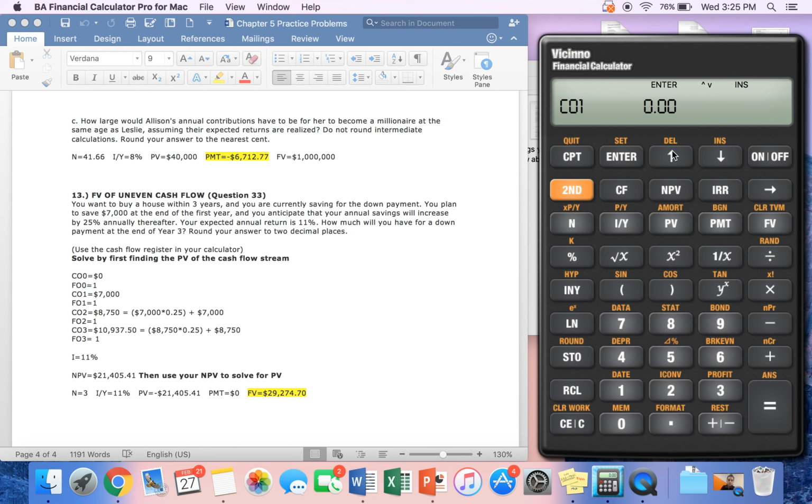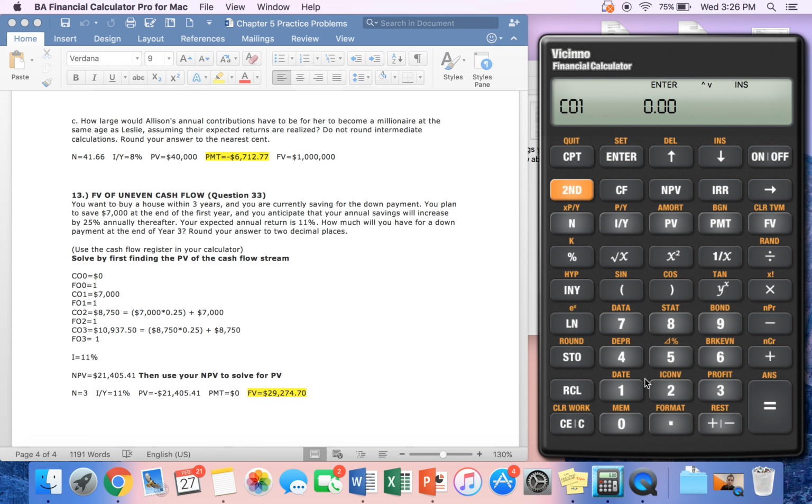So we're going to go to cash flow in year number 1, and we're going to plug in that $7,000 here and hit enter. And then we're going to arrow down to our frequency of 1, and then we're going to plug in a cash flow of $8,750 in year 2, arrow down for a frequency of 1, and then we're going to plug in our final cash flow. Oops. Here, I'll start that one over for you since I messed that up.